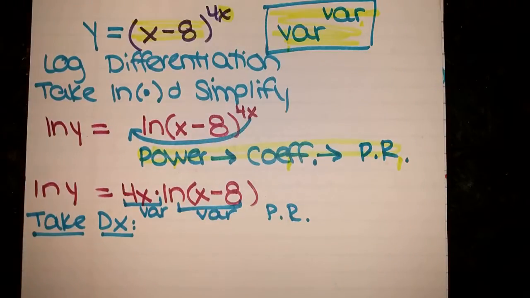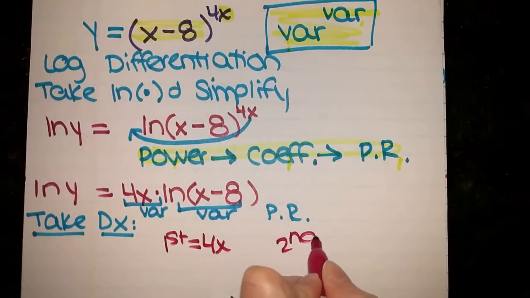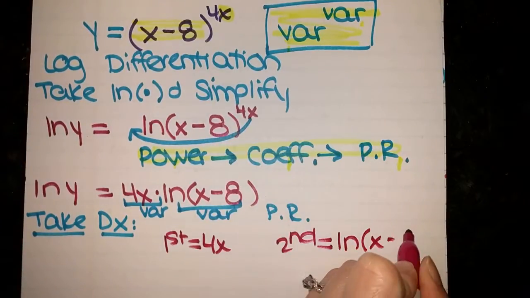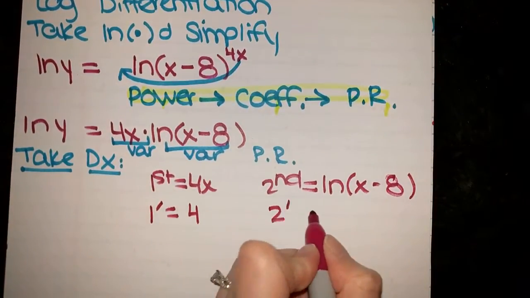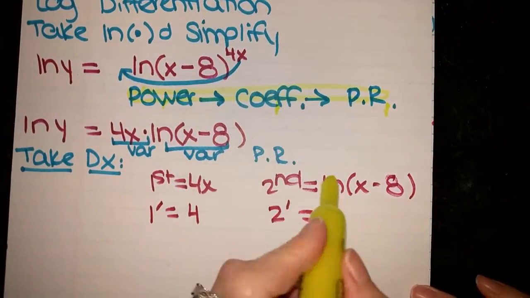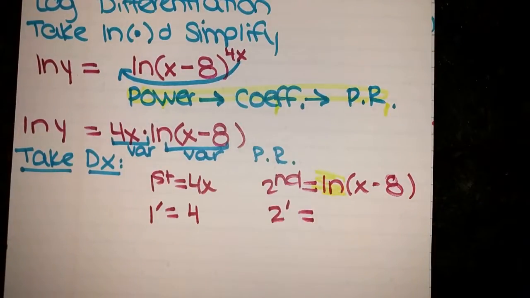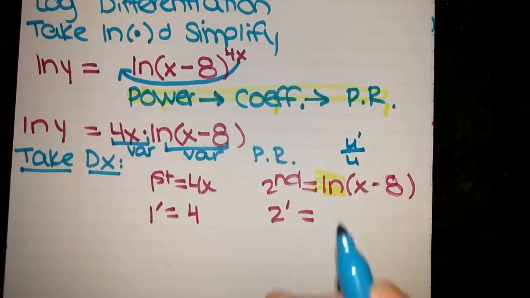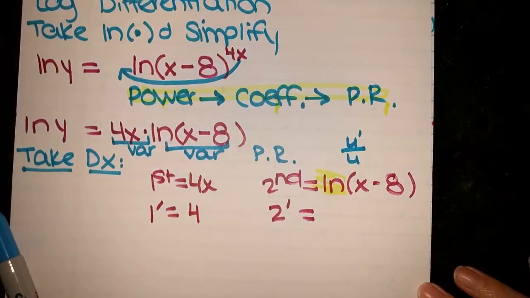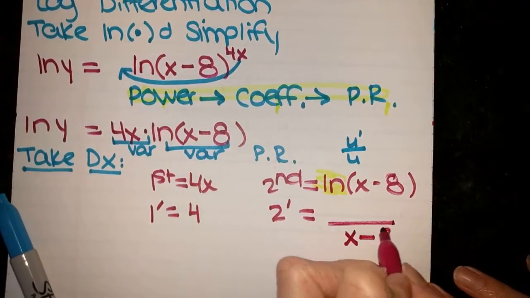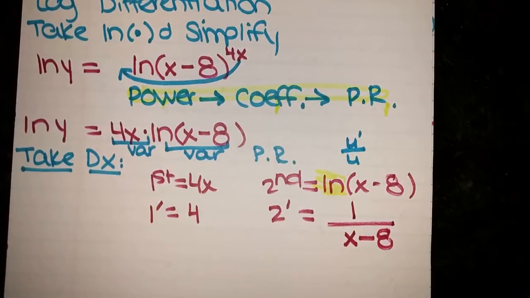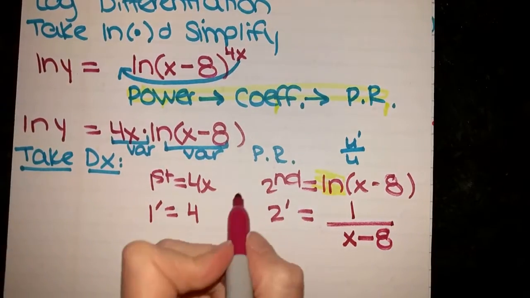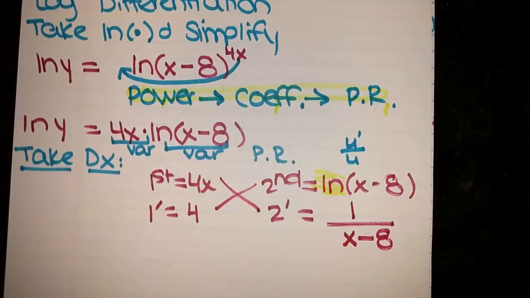All right, so let's go into the product rule. Our first function is going to be 4x, and the second function is going to be natural log of x minus 8. First function's derivative is 4. Second function's derivative, we see this little ln, and that tells us that we are going to use the u prime over u. So we'll have the argument in the denominator, and then the derivative of the argument, which is just 1. Okay, so then we do the little crisscross, and that's going to be the right-hand side derivative.